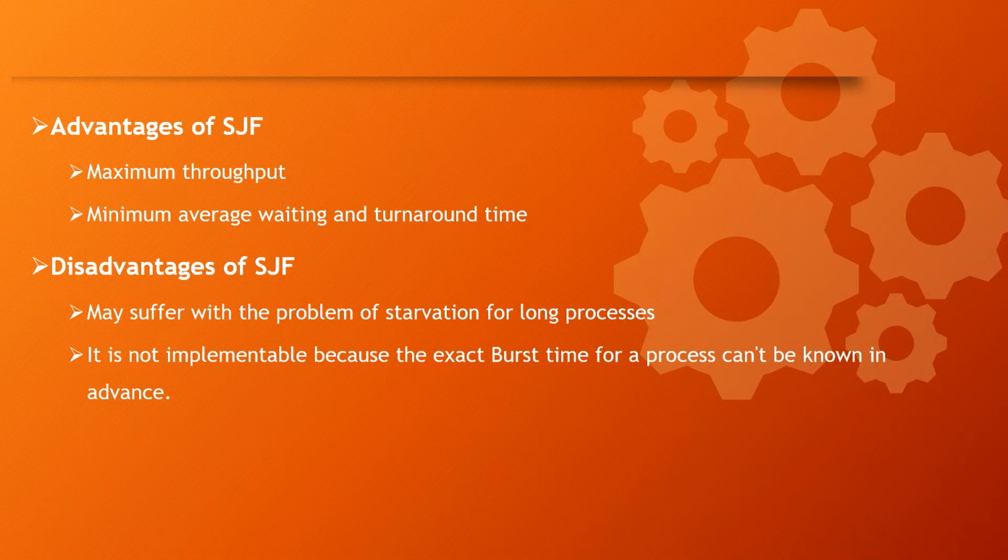Coming to the next point, it is not implementable because the exact burst time for a process can't be known in advance. In advance, I can roughly tell that the process can take this much time, but not the exact burst time or execution time. Getting it is very difficult. It's not impossible, but very difficult; we would need to use advanced technology. So these are the disadvantages of shortest job first. Let us move on to the examples.